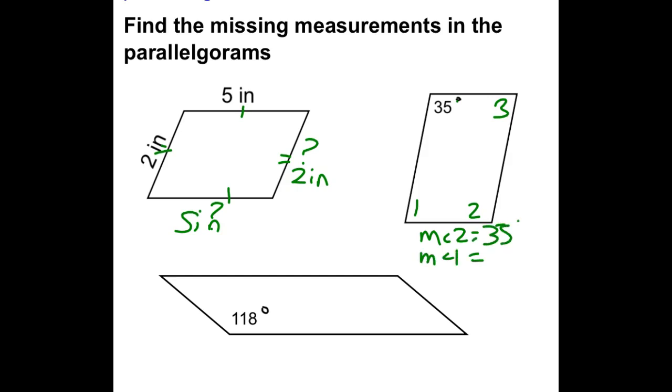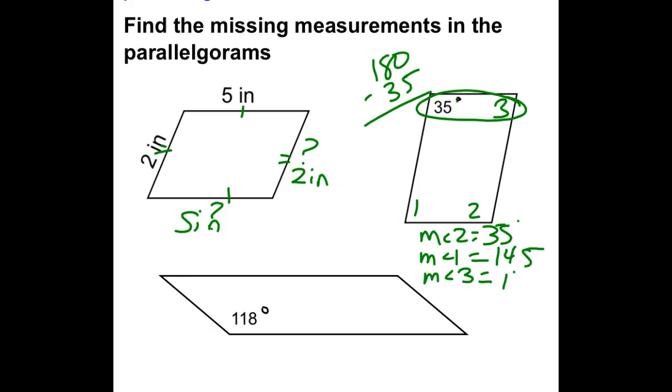Now if I want to get the measures of angle 1 and 3, they are going to be the same, but the way I find them is I look at that supplementary relationship across. So I go 180 minus 35, and I should get 145 degrees for both angle 1 and angle 3. So you try the last question on your own, pause the video, and then check your answers.